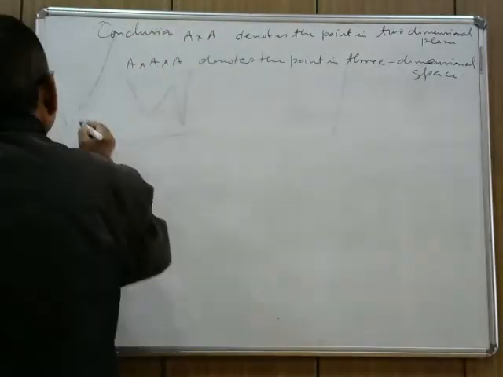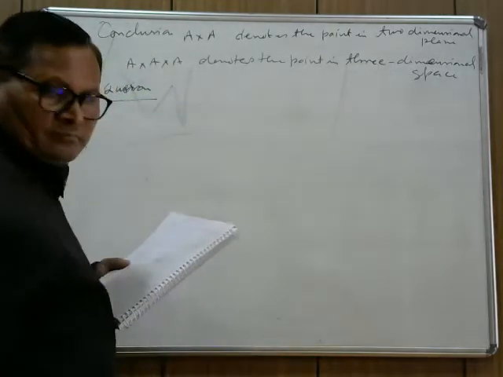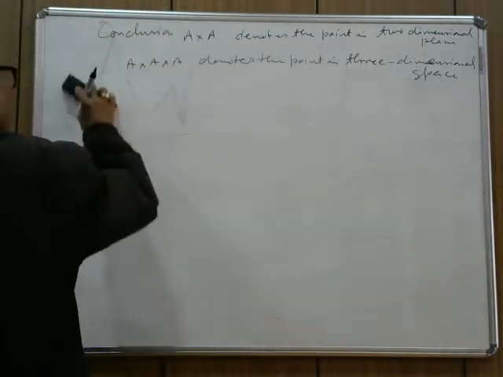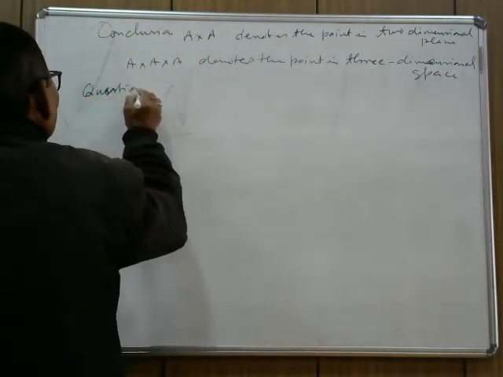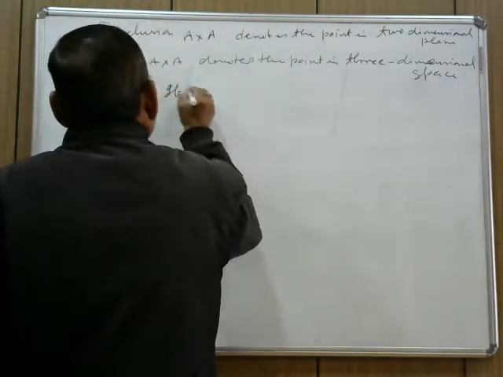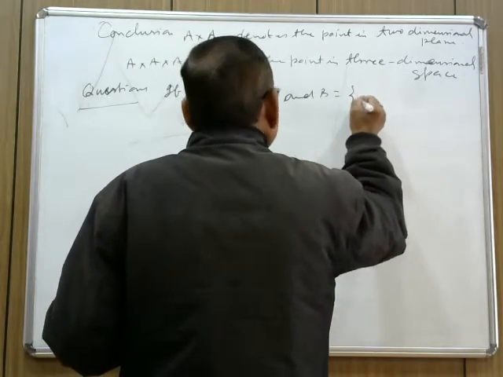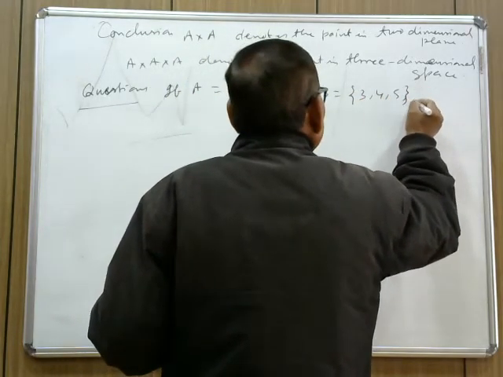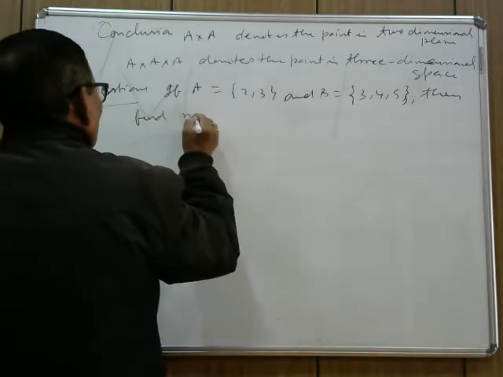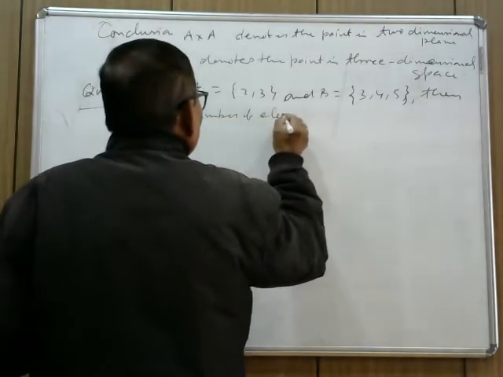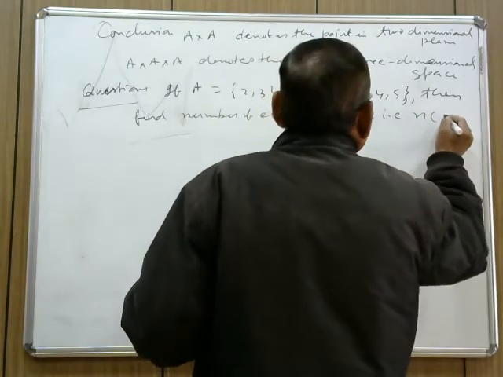Question. If set A equals {2, 3} and set B equals {3, 4, 5}, then find the number of elements in A cross B, that is n(A × B).